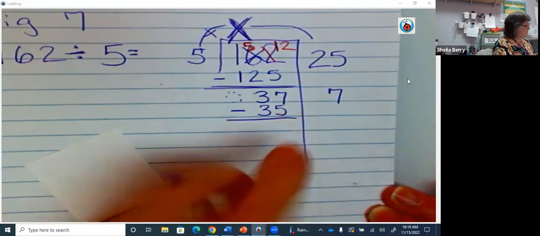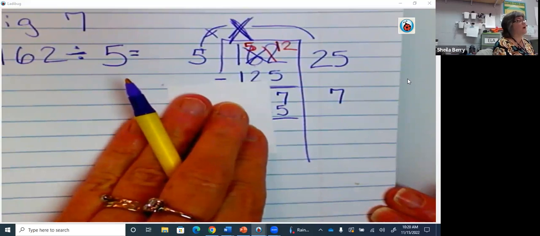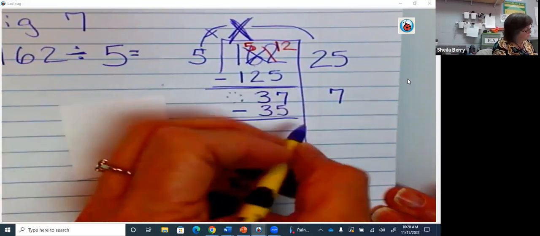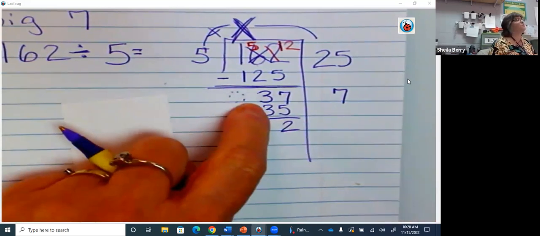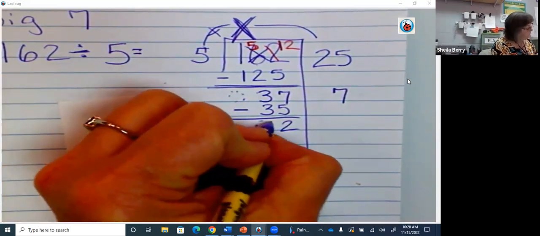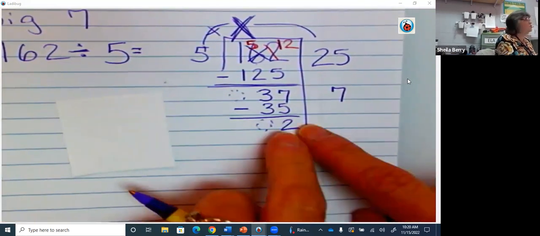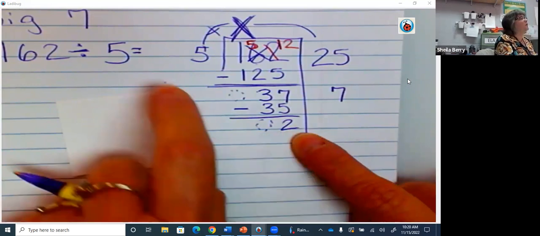What is, you have 7 pieces of candy. If you give your friend 5, what do you have left? 2. You have 3 pieces of candy. If you give your friend 3, what do you have left? 0. Okay, so now the question comes, is 2 smaller than 5?